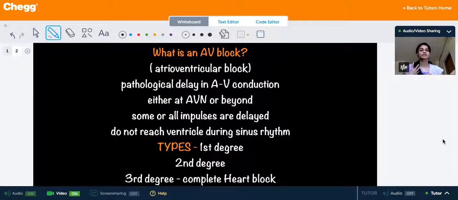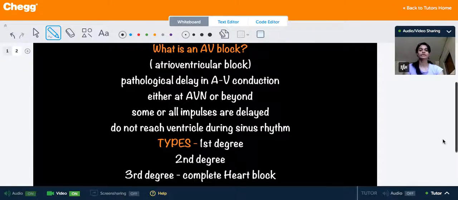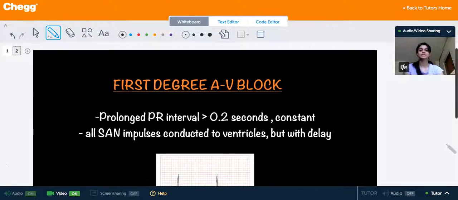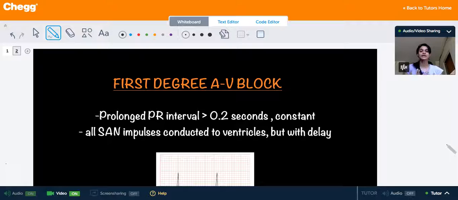Depending on whether there's a delay in the transmission, or whether some of the impulses are transmitted or not, or sometimes none of them are transmitted, there are different types of AV blocks: first degree, second degree, and third degree AV block. In first degree AV block, which is the one I'm going to be talking about in this video, there's just a delay in the impulses conducted to the ventricles from the SA node. That means there's a delay happening at the level of the AV node, which helps to conduct the impulse through the ventricles.